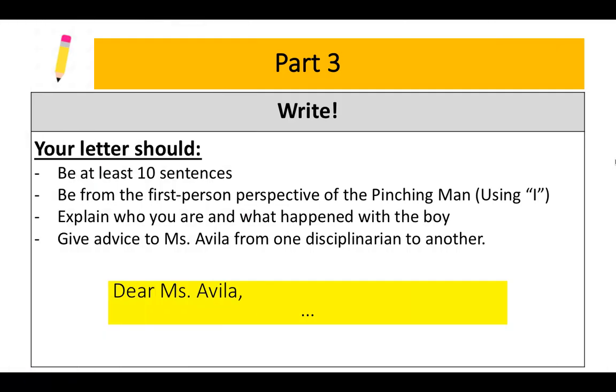All right, so we have our plan. We've thought deeply about some of the questions we need to answer. And now we're going to put everything together to write our letter. Here are some guidelines for your letter. It should be at least 10 sentences. Your letter should be from the first person perspective of the Pinching Man. That means you're going to use I or we or me.